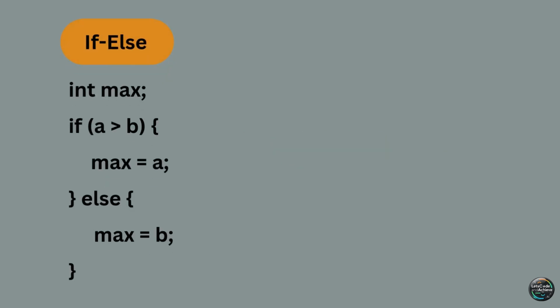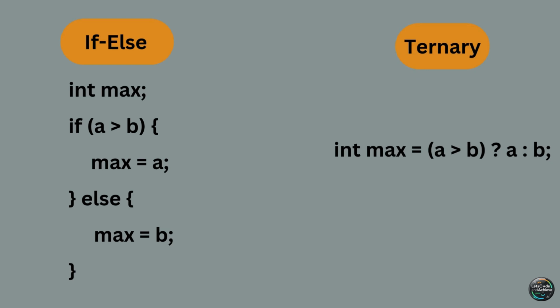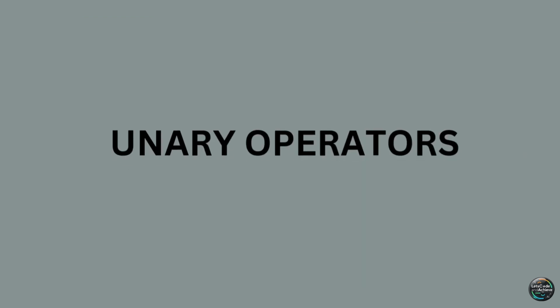Here is a really cool trick. The ternary operator. This is a shortcut for if-else statements. Check this out. This checks if A is greater than B. If true, it assigns A to max. Otherwise, it assigns B to max. Super compact, right?